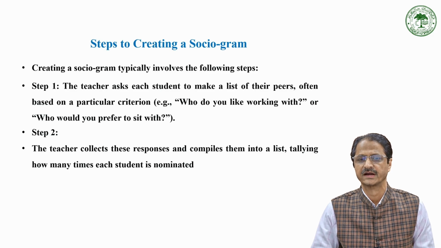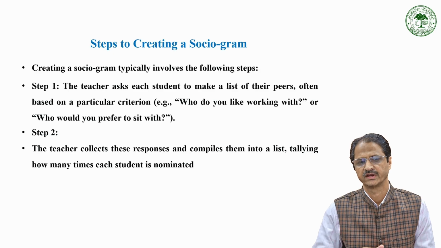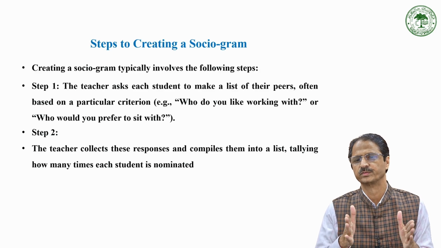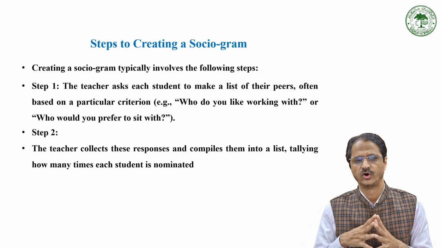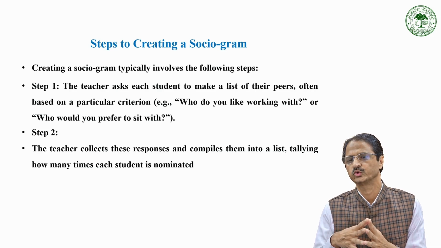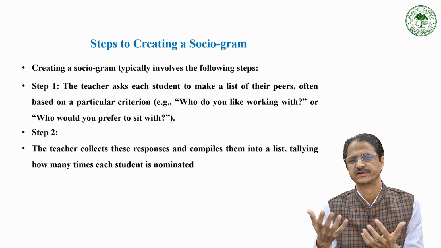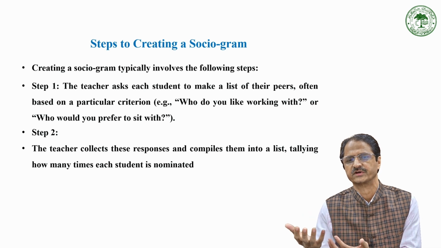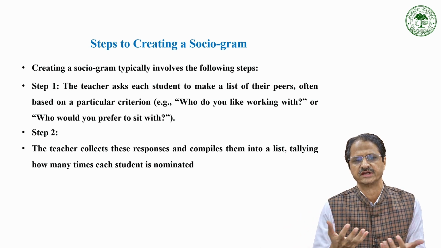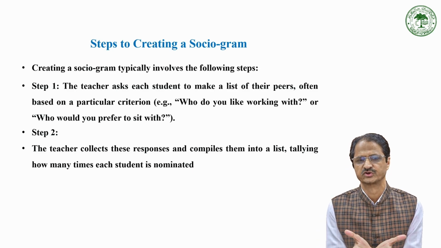Creating a sociogram typically involves a few steps. Number one, the teacher asks each student to make a list of their peers, often based on particular criteria. Take for example, who do you like working with, or who would you prefer to sit with, or with whom would you like to perform a task, such as a PowerPoint presentation, an assignment, or a project. This is the first step. These are basically the questions which we prepare in advance.